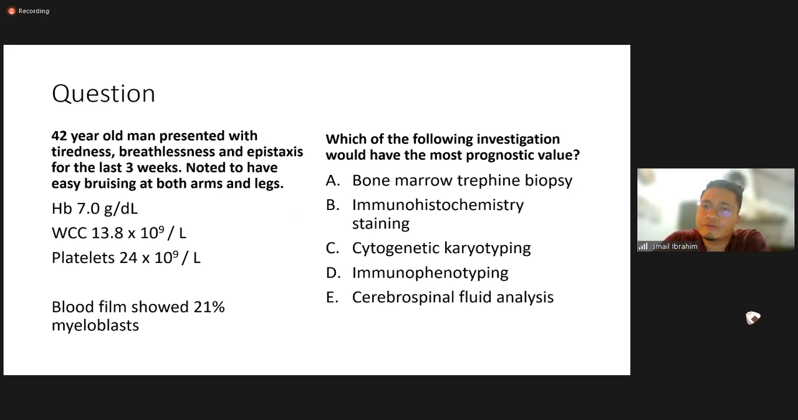So next question is, a 42-year-old man presented with tiredness, breathlessness, and epistaxis for the last 3 weeks, noted to have easy bruising on both arms and legs, hemoglobin 7, white cell count 13.8, platelet 24, myeloblast of 21%. So the key point of this condition is there are blast cells appearing on the blood film in significant number, 21%. So this is a diagnosis of acute myeloid leukemia, and to diagnose them, we need to do bone marrow. But to prognosticate them, we need to look at the cytogenetics.